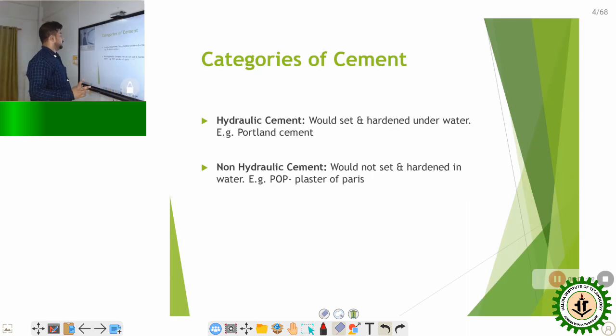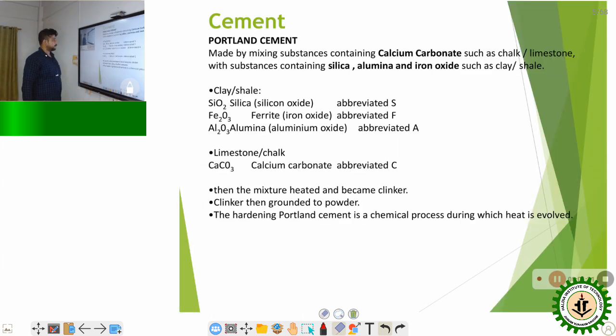It has mainly two types of cement: hydraulic cement and non-hydraulic cement. Non-hydraulic cement does not set or harden in water, and hydraulic cement sets and hardens in water. An example of hydraulic cement is Portland cement. A non-hydraulic cement example is plaster of Paris.